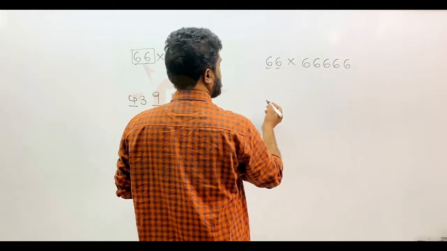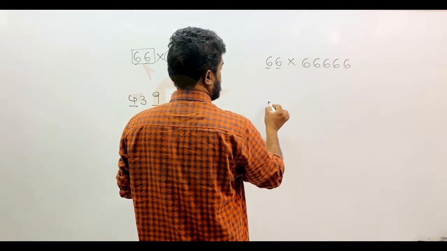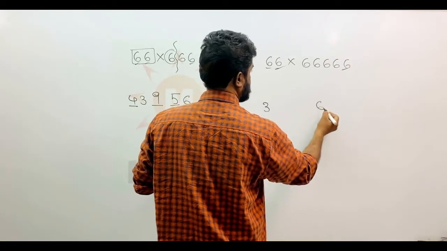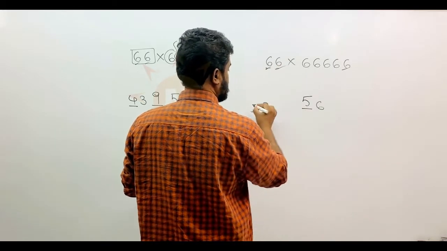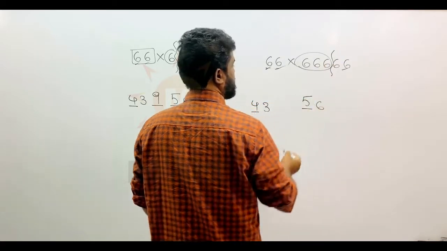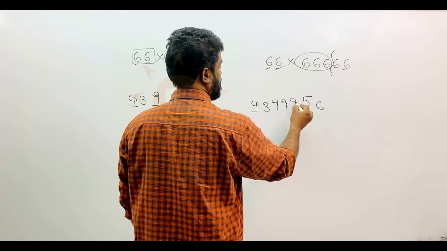Here we will take the minimum criteria. What is the minimum criteria? Here 6 into 6. First I am multiplying the units place numbers as usual. So 1 digit pending here, 1 digit pending here. So this is 5 here, this is 4 here. Here how many extra 6s did you get? There are 3 extra 6s. So 9, 9, 9.